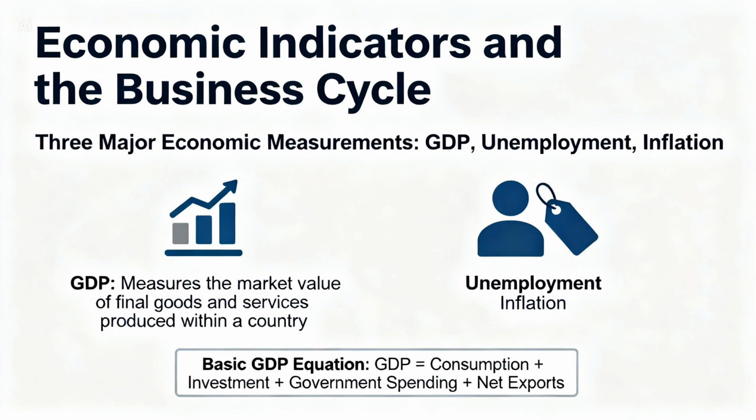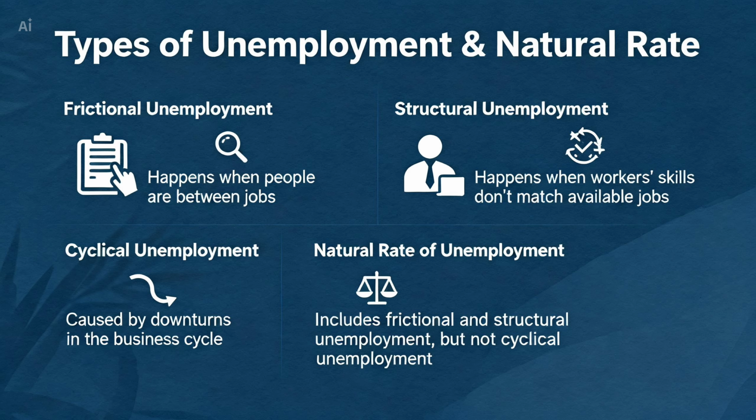Next, Unit 2, Economic Indicators and the Business Cycle. You need to know 3 major economic measurements: GDP, unemployment, and inflation. GDP measures the market value of final goods and services produced within a country. The basic GDP equation is GDP equals consumption plus investment plus government spending plus net exports. Net exports is basically just equal to exports minus imports.